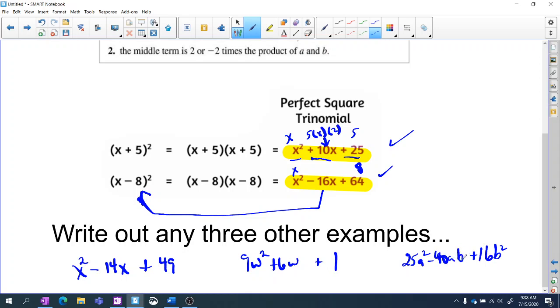Alright, so that's the first thing, being able to identify the pattern. Then what I want you to be able to do is undo the pattern. How do I factor and get it back to look like this? So to do that, what we're going to do, switch the colors here.